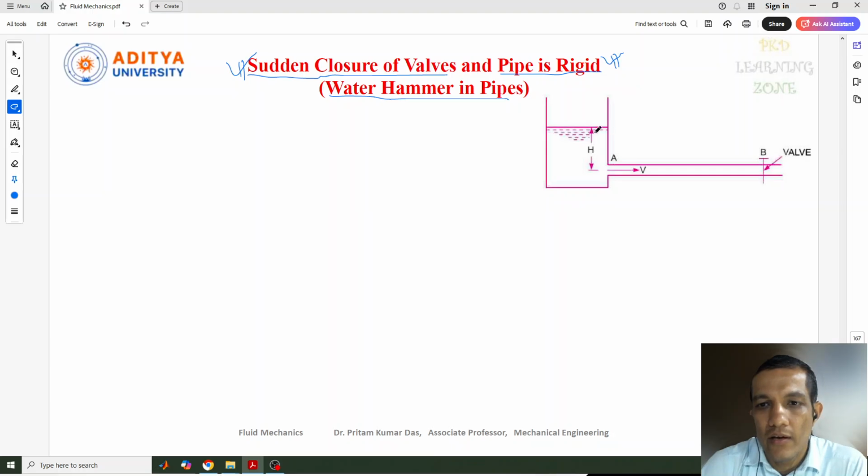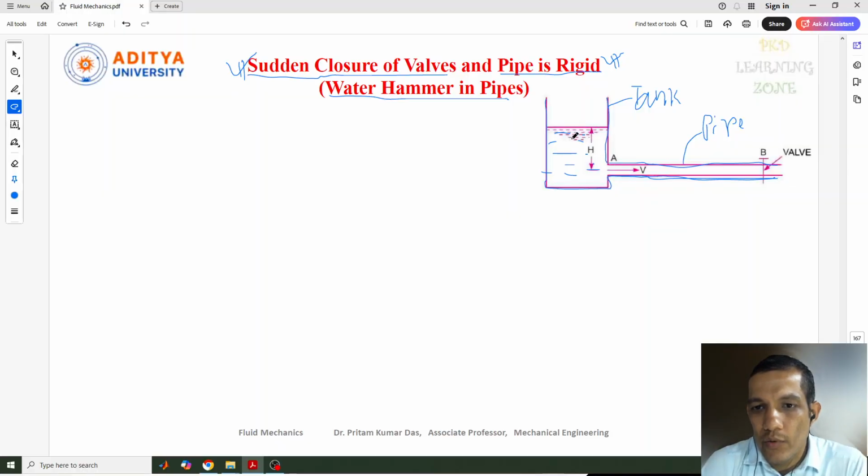Let me give a brief intro about this diagram. This is a container, or you can say a reservoir or a tank. Suppose this is a huge tank, and this is the pipe. A pipe AB is connected to the tank, and in the tank water is present with a height h. This height is the head at the inlet of this pipe. One end of the pipe is open to the atmosphere, and the other end is connected to the tank.